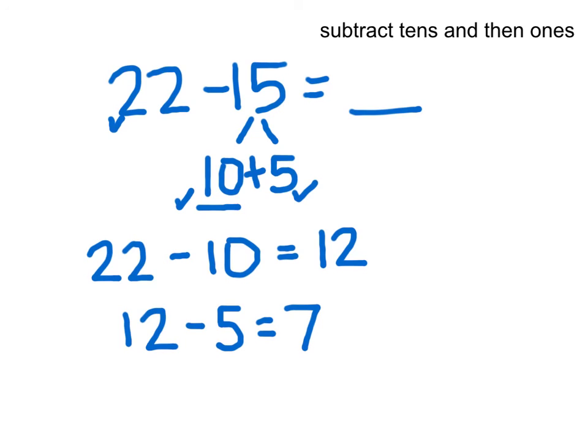So the answer would be 22 minus 15 is 7. I break apart that second number, I subtract the 10s, and then I subtract the 1s.